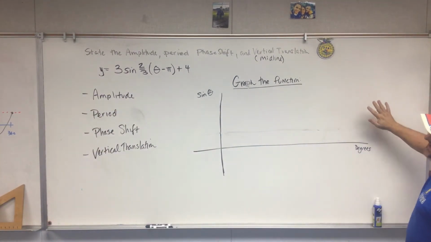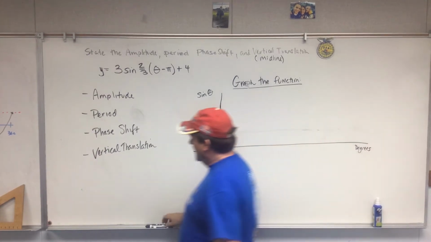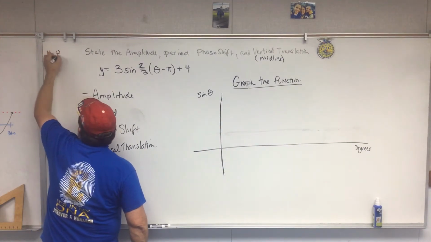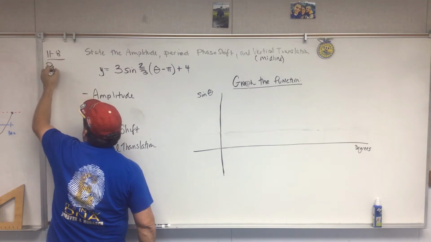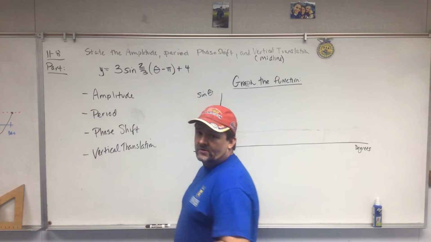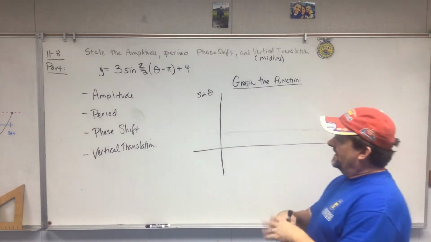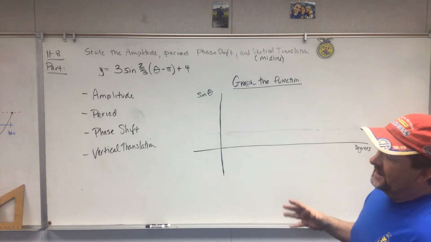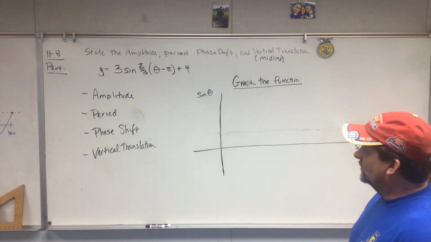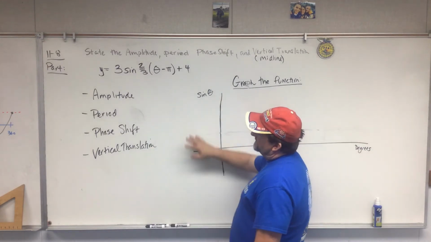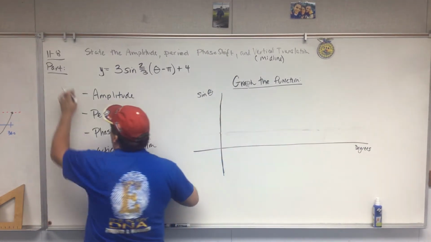We are going to do 11-8, part 2. And this is all of it together. This is our vertical translations, it's all putting it all together. It's doing our phase shifts, our period shrinking, it's everything all in one. So let's go ahead and tackle this.